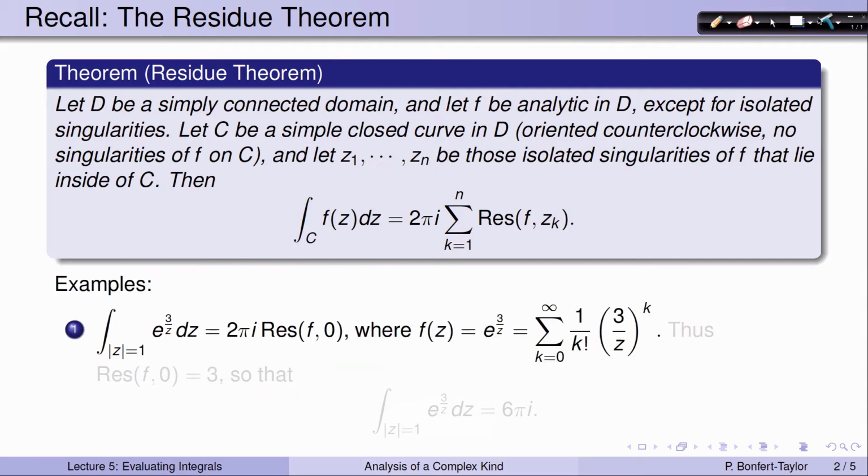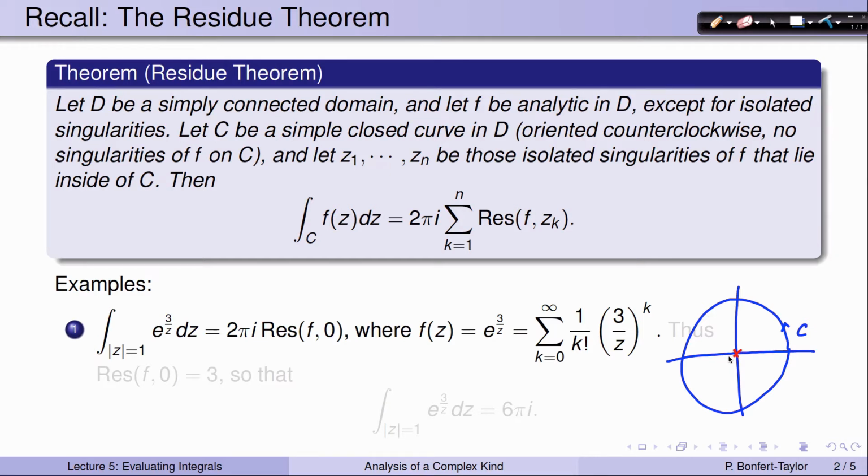Let's look at an example. Suppose we wanted to find the integral of the function e to the 3 over z over the circle of radius 1 centered at the origin. Where does the function f have singularities? e to the 3 over z is undefined when z is equal to 0 because we would be dividing by 0 at that point, but it's actually analytic everywhere else. So we have an isolated singularity at 0, and it turns out that isolated singularity is an essential singularity.